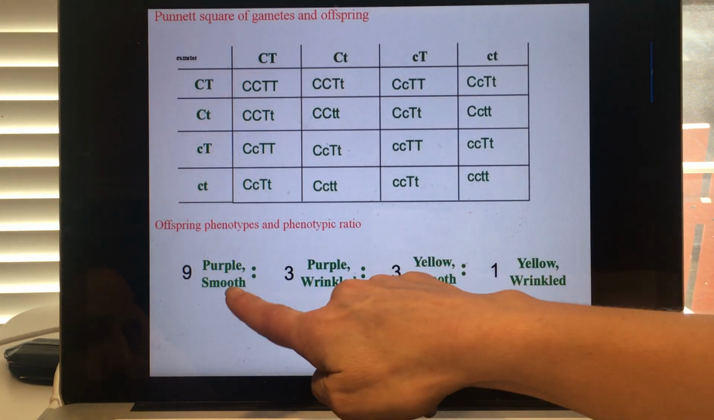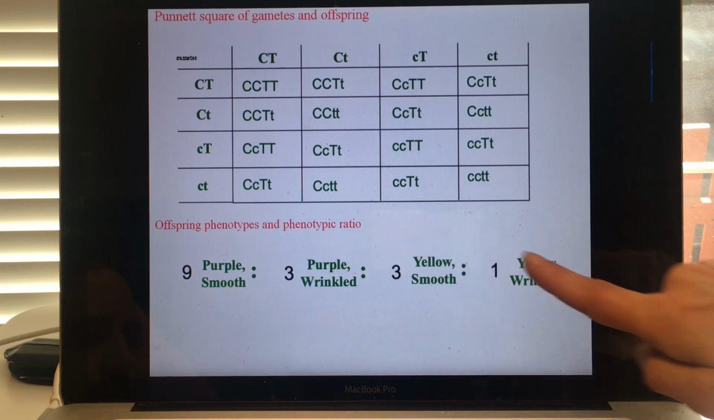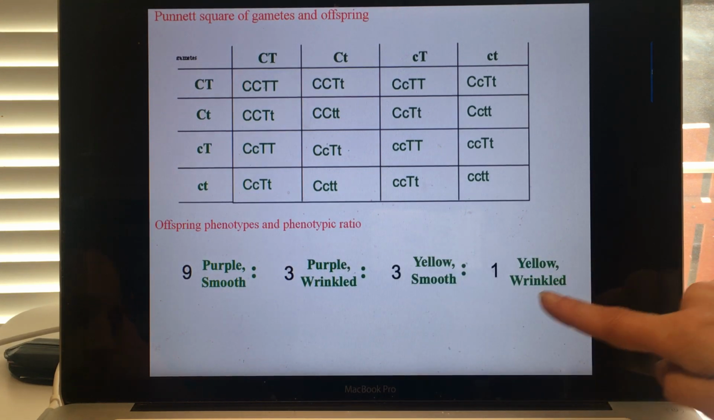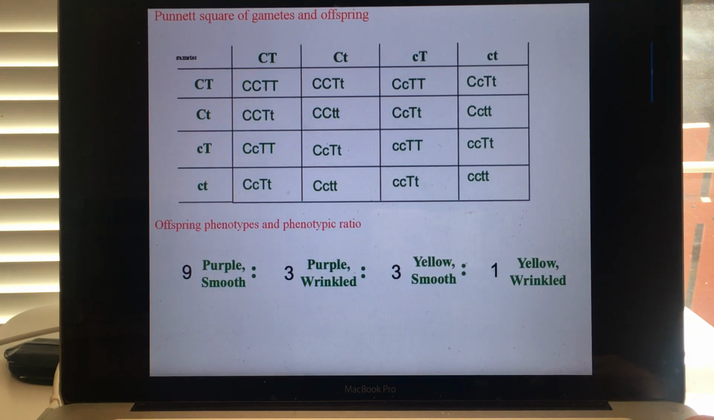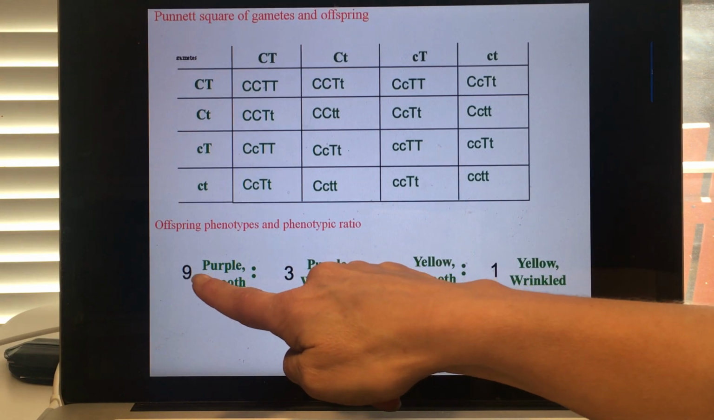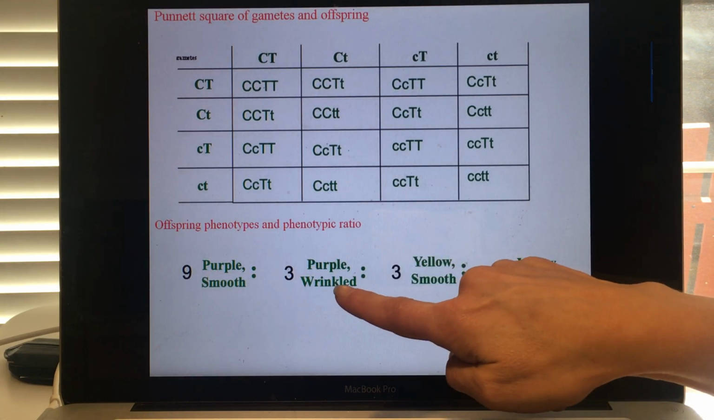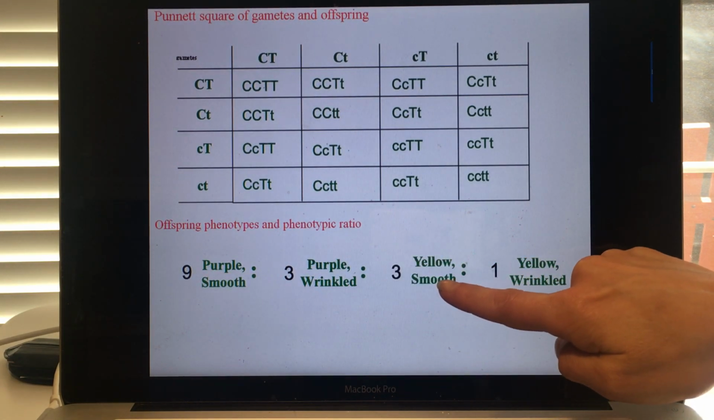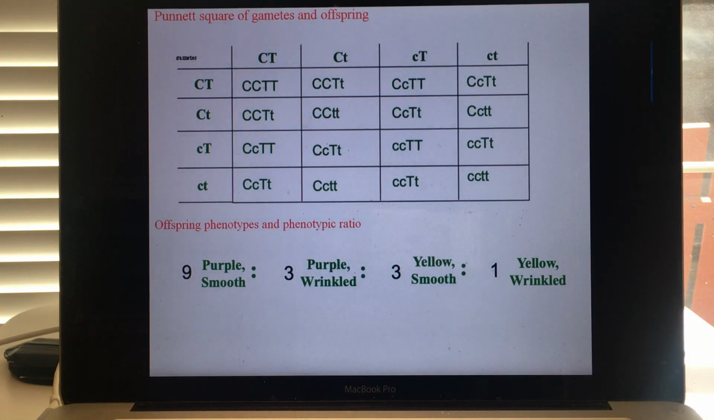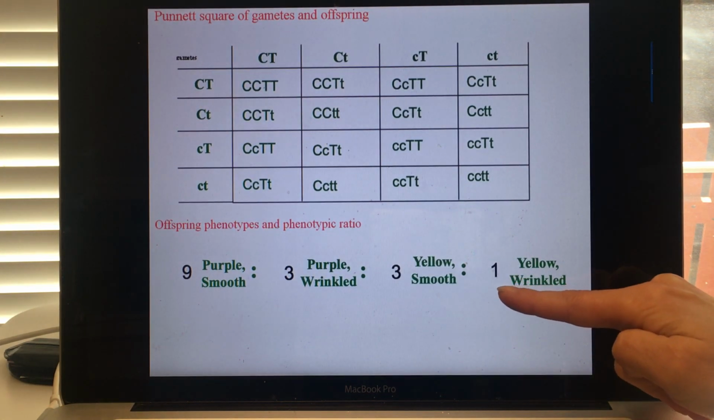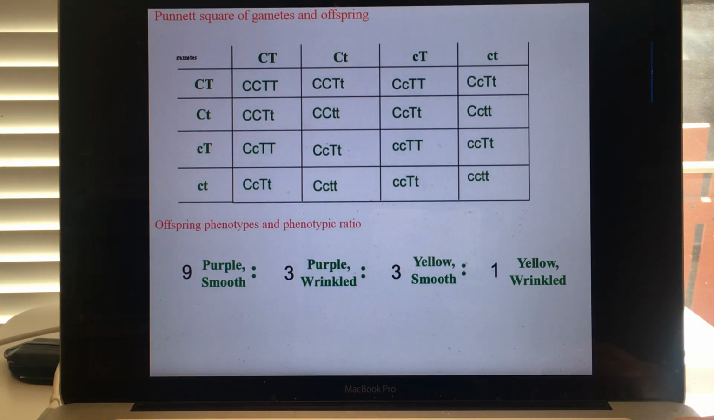Now, you notice that you have the greatest number that are dominant for both traits, the least number that are recessive for both traits, and the 3 out of 16, purple, wrinkled, or yellow and smooth. And by the way, if you wanted to put this in fractional form, it'd be 9/16 purple and smooth, 3/16 purple and wrinkled, 3/16 yellow and smooth, and 1/16 yellow and wrinkled. Remember, you can't reduce a 9 to 3 to 3 to 1 ratio because it's already down to 1. You can't reduce below 1.